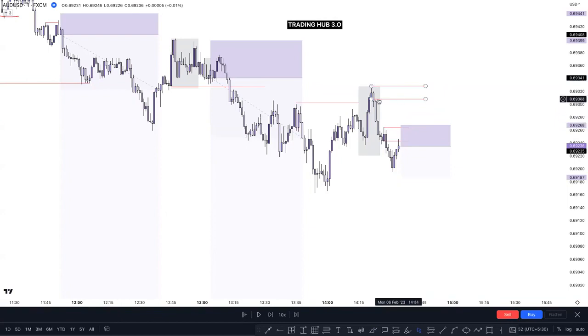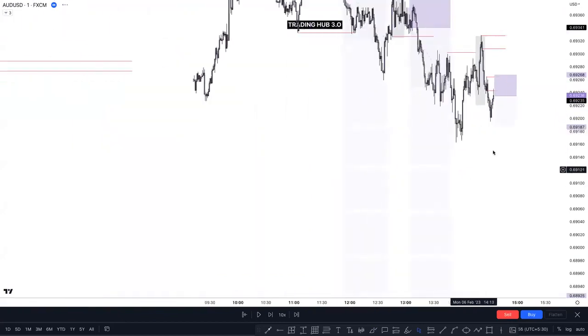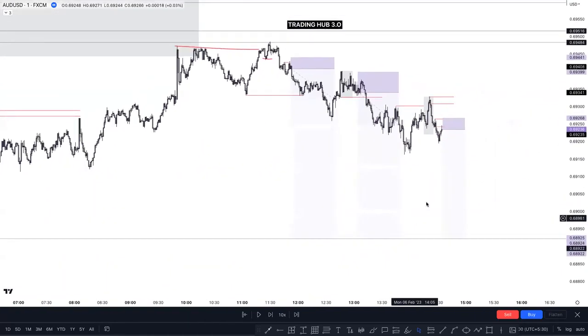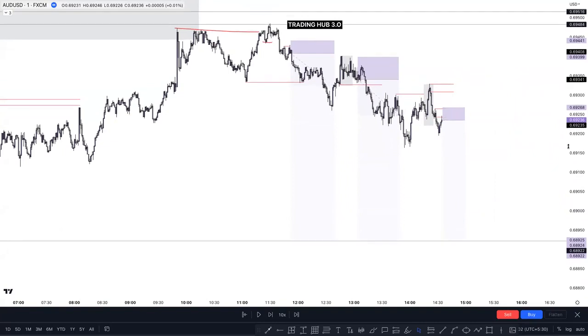But why are we selling? Because this previous candle high was taken out and price is pushing downside. That's why we are willing to sell here and target below it, right?